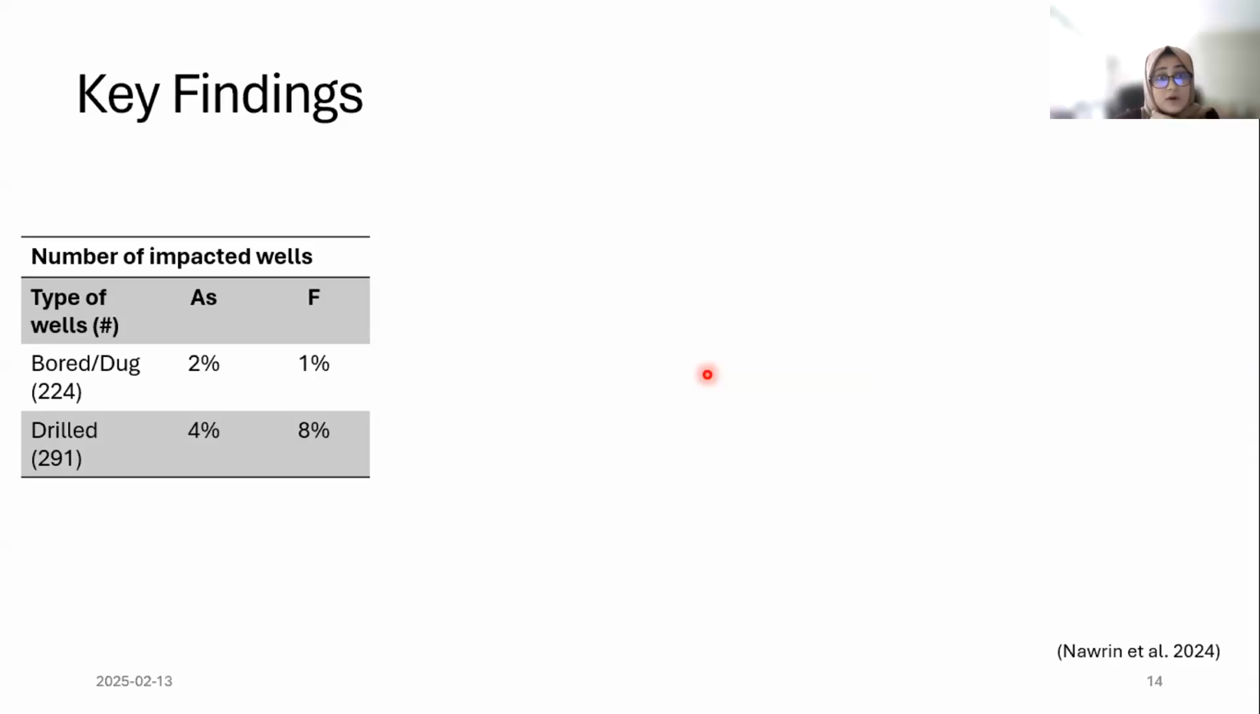Now it's time to highlight our key findings from the results of both geospatial and statistical analysis. Firstly, it was interesting to see that the number of impacted drilled wells was greater than the number of impacted bored or dug wells for both arsenic and fluoride. Although drilled wells are typically considered to be safe in terms of well protection relative to bored or dug wells, in our study area, this may have more to do with the likely natural source of arsenic and fluoride that release from the cluster of underlying bedrock.